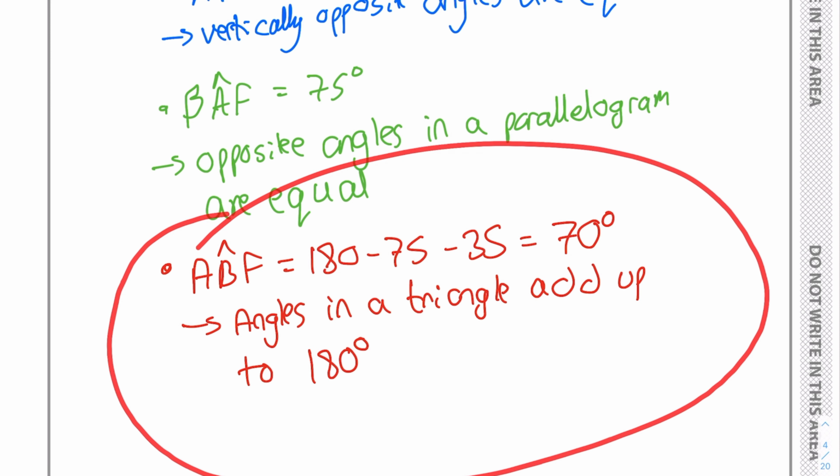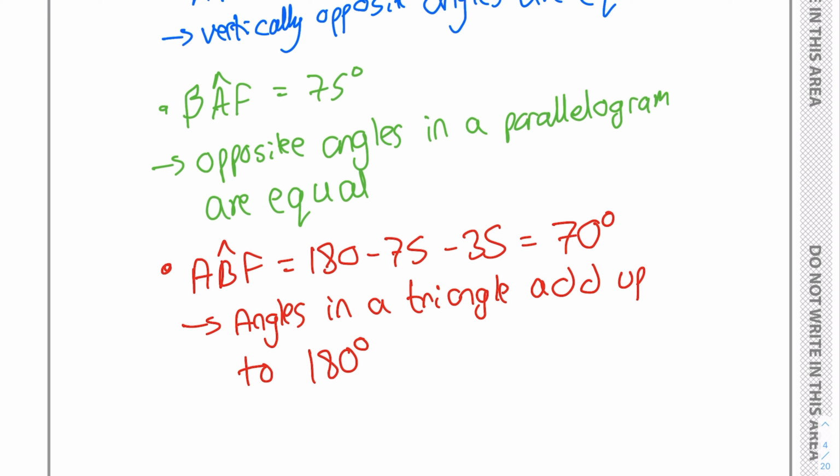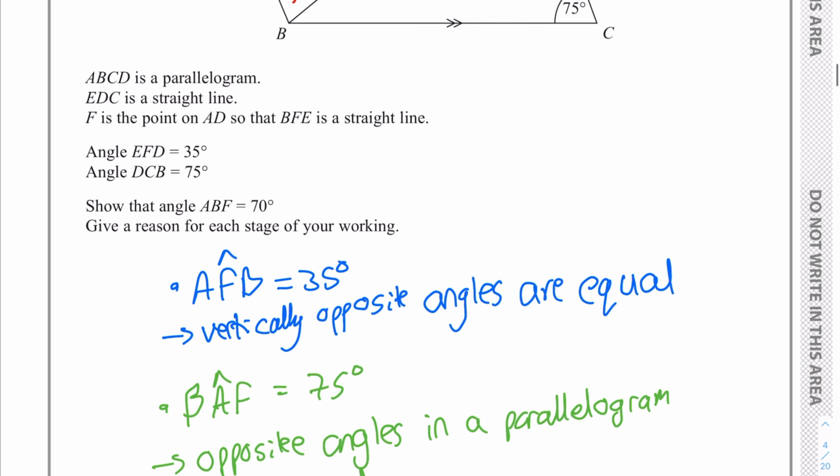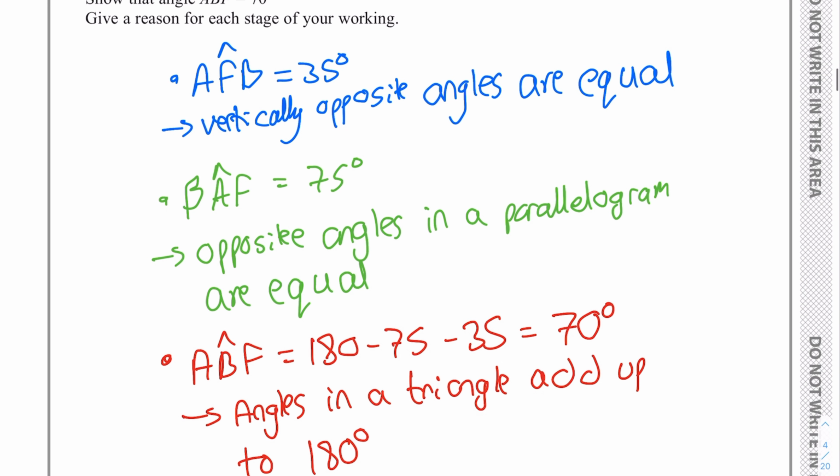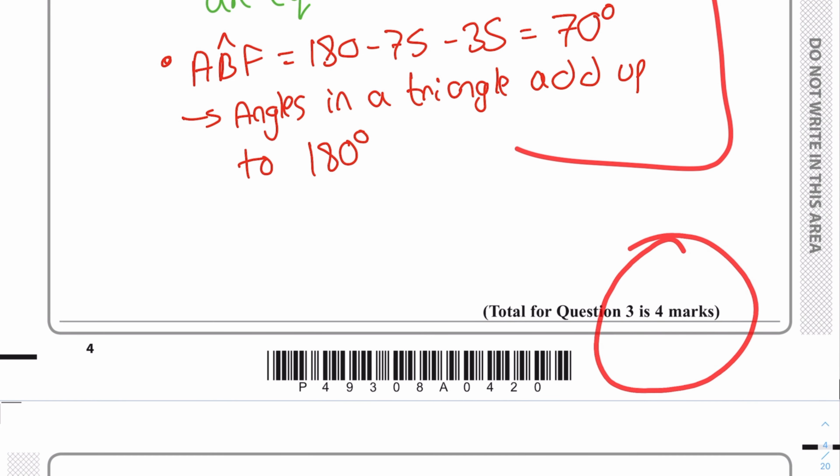And that is the end of the question. We showed exactly what they wanted, which is to show that ABF is equal to 70, and we did that while also giving reasons for each stage of our working. So it's safe to say we got all 4 marks.